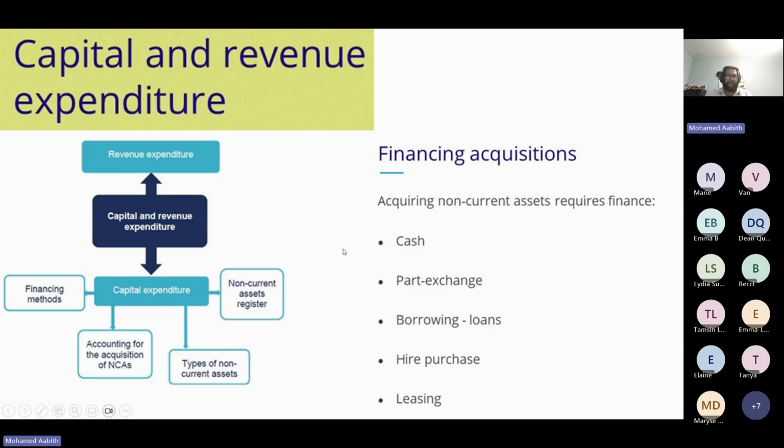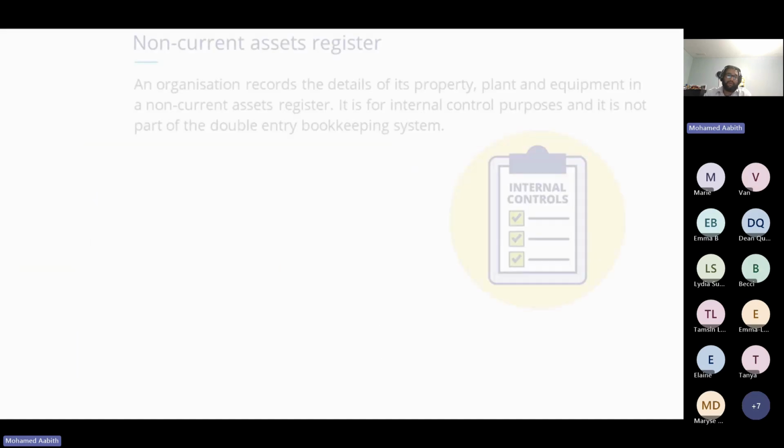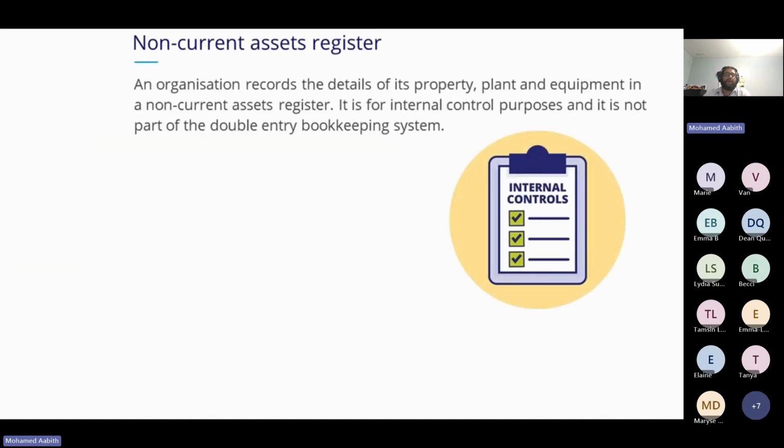When it comes to hire purchase, you own the asset, but they can get it back from you if you don't pay your money, same like a mortgage. Leasing, on the other hand, you don't own it. At the end of the lease, you have the option to buy that asset or not. That is the difference.